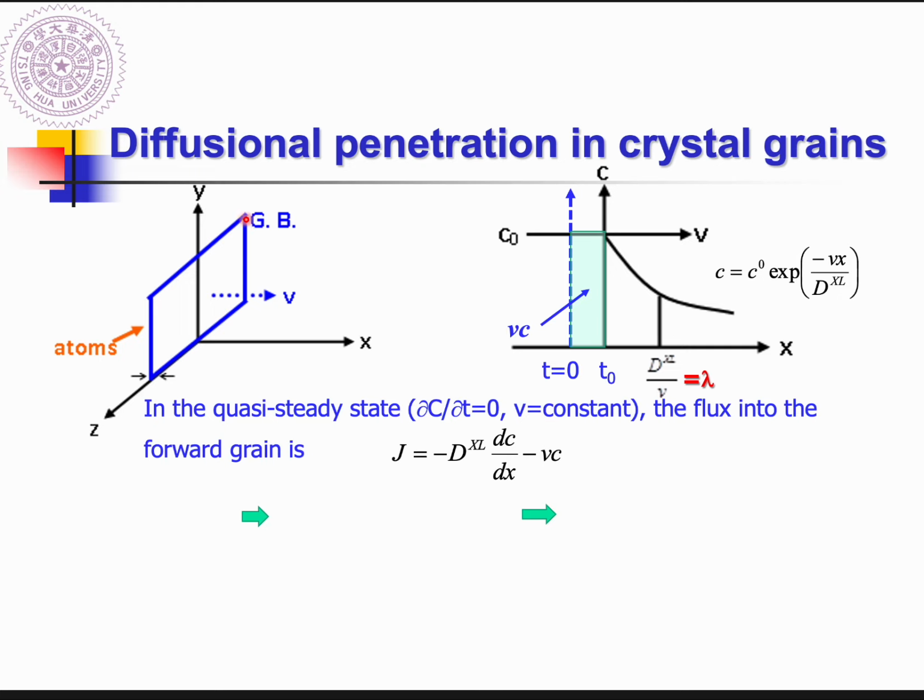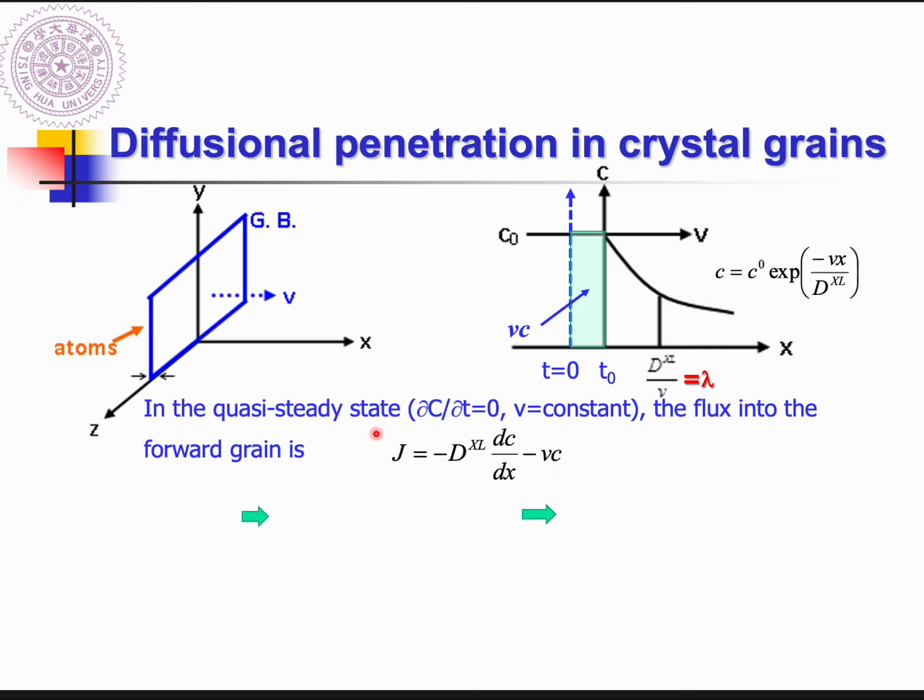And due to the reference coordinates moving to your right-hand side, before diffusion happened, it was here, but after time t, diffusion happens, and the coordinate reference moves to here. So because the reference is moving, you need to subtract this extra flux due to the coordinate reference moving. This flux is not really due to the flux into this forward grain. It's due to the coordinate reference moving. So you need to subtract the vC.